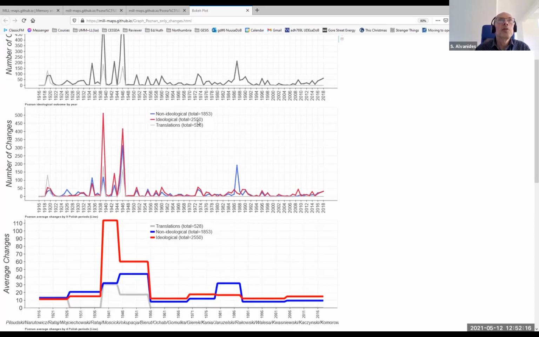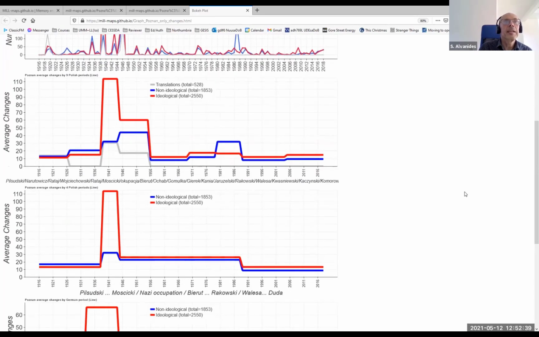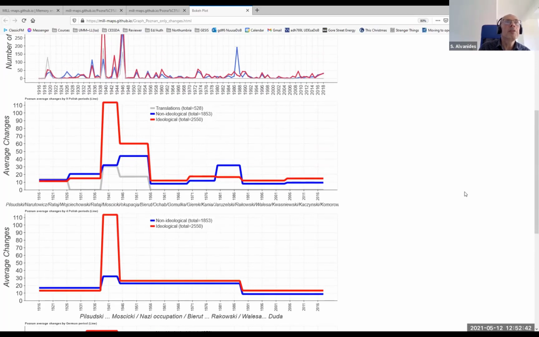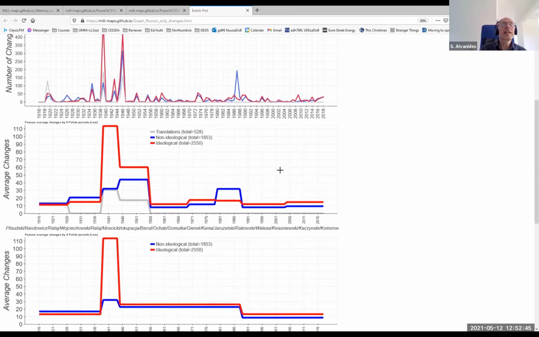Moving on to non-ideological and ideological changes, we have to take into account the translations, and we can see again the peaks here and the many more ideological changes during the periods 38-40 and 46-48, and then again more recently non-ideological changes in 86-88. When we try to do an adjustment again by period, what we need to have in mind is that the periods for Poland are slightly different, well, quite a lot different to the periods for Germany. So it makes sense to have, for example, 9 periods for the history of Poland. And you can see how these are reflected here, taking into account the length of these periods.